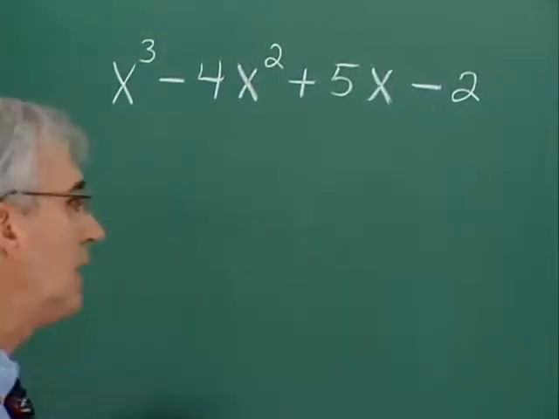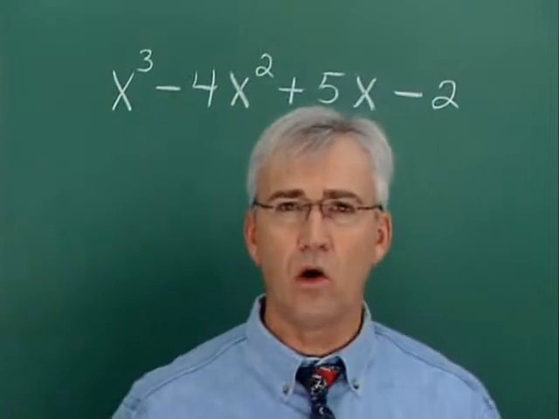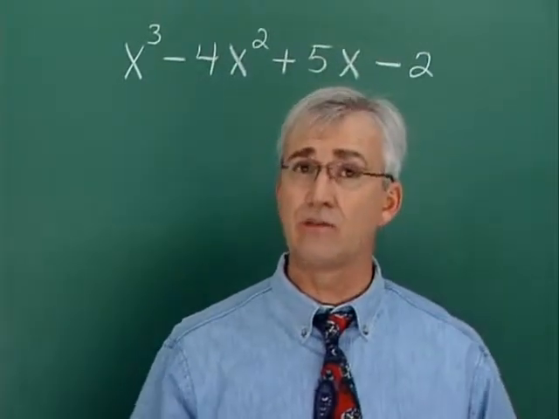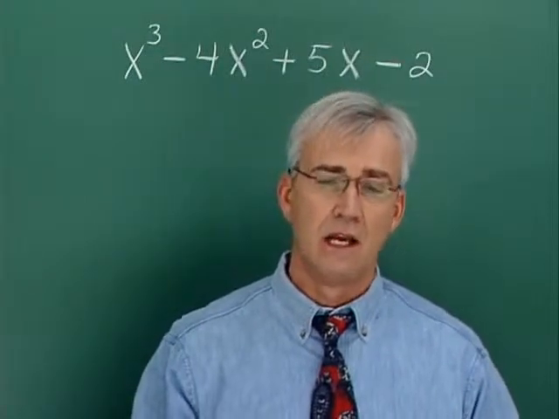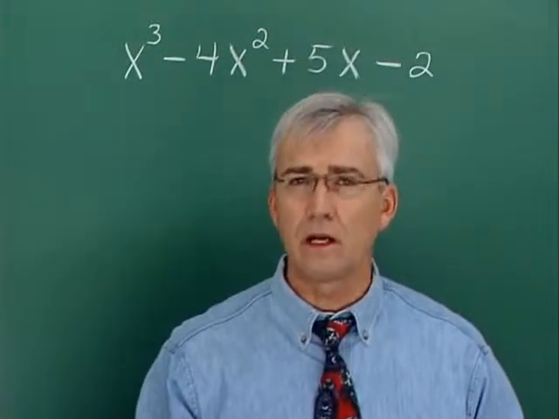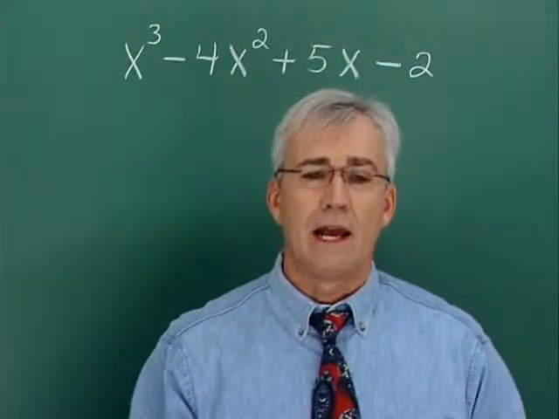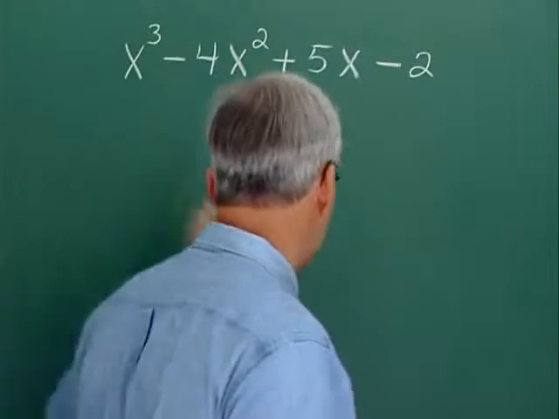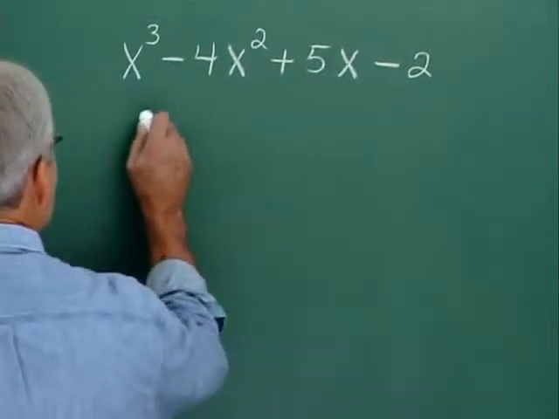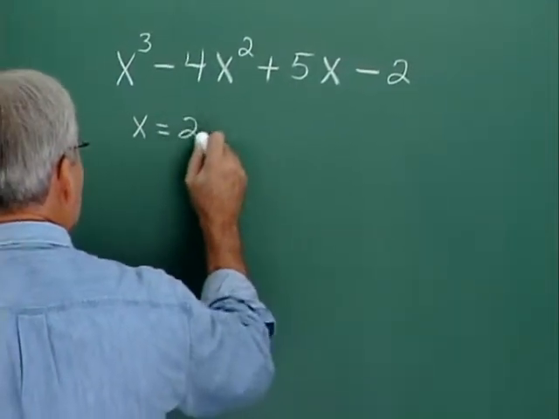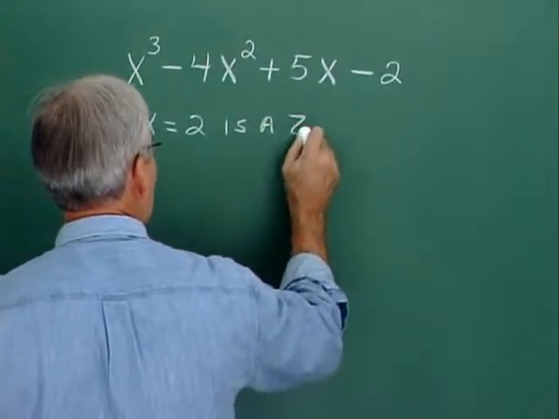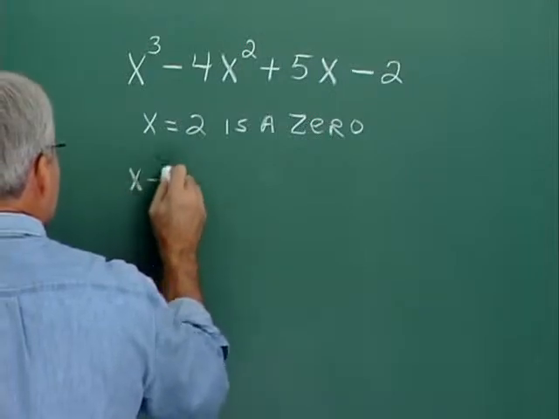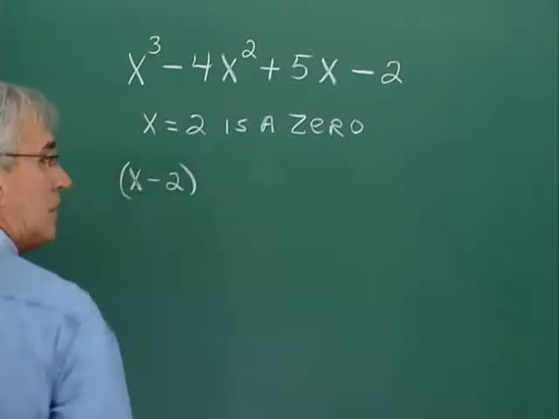Now, in this problem, let us suppose that we know 1 zero. And there are techniques for discovering a zero in a circumstance like this. But we'll look at those techniques a little bit later, at least 1 or 2 of them. But suppose we know that 2 is a zero. Now, if x equals 2 is a zero, then that implies that x minus 2 is a factor.